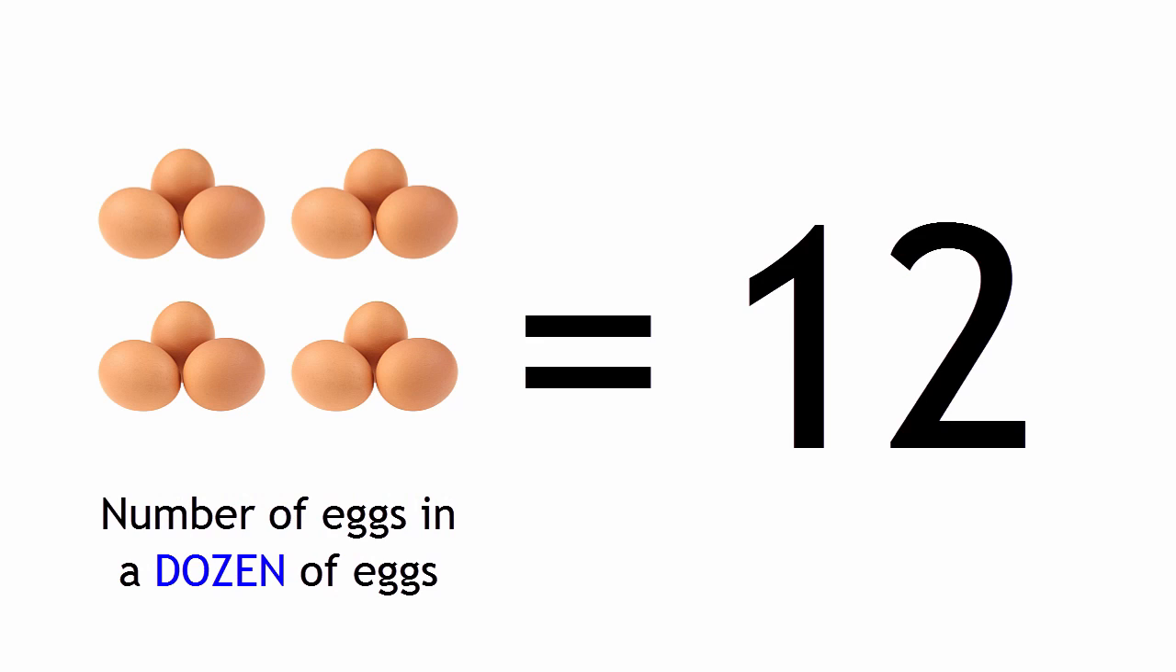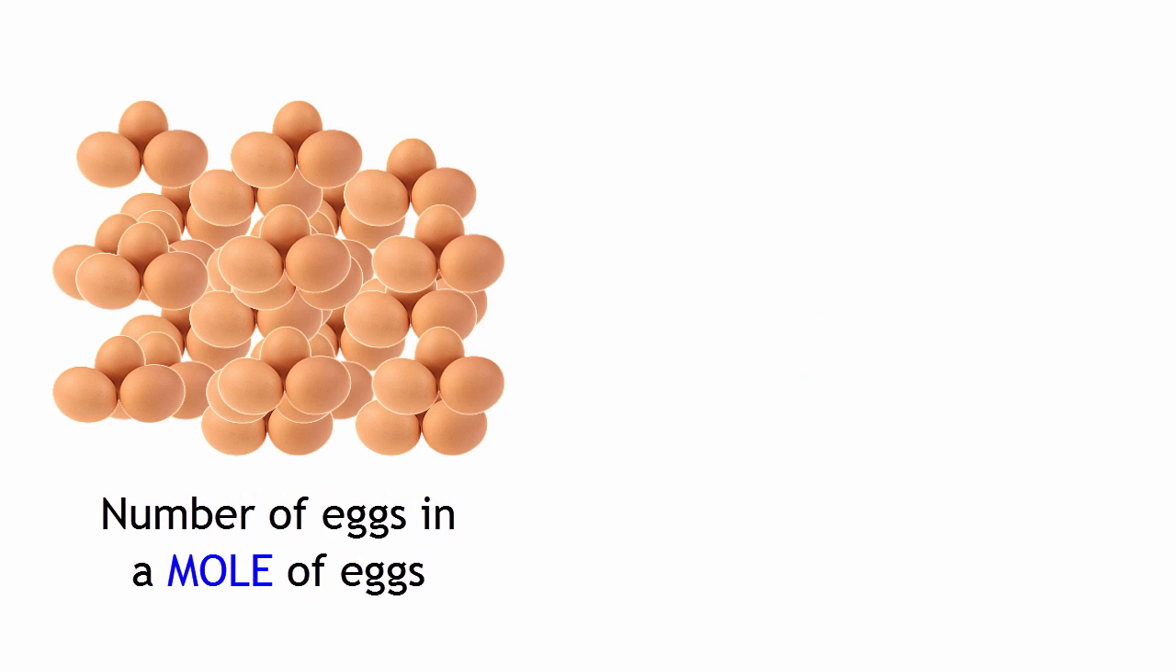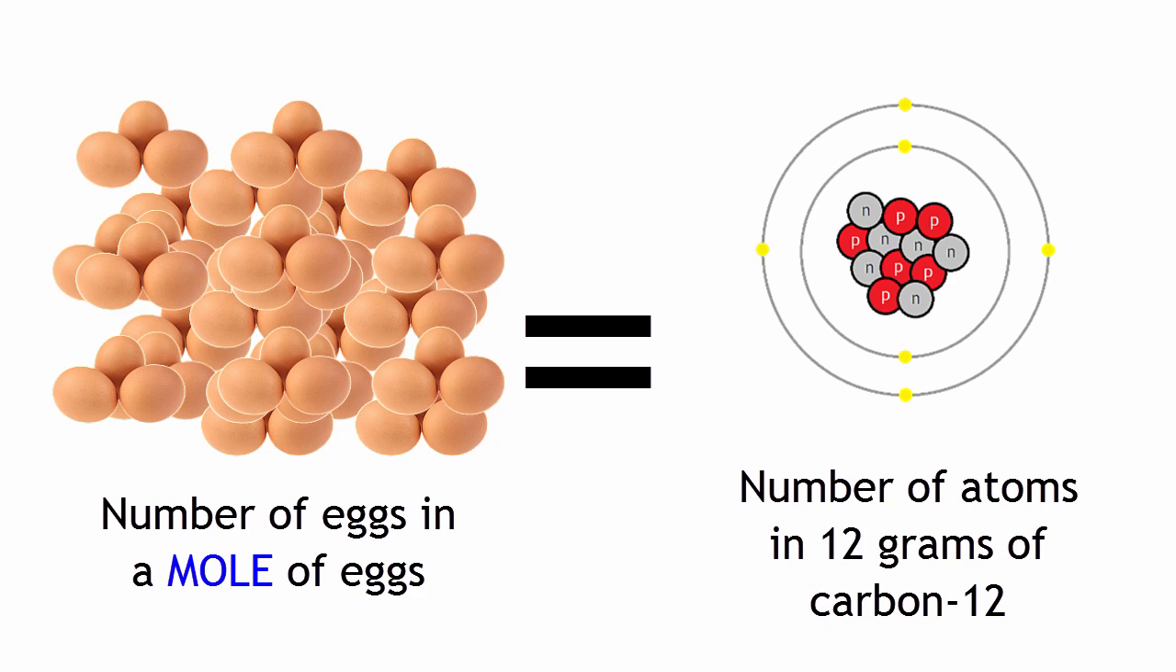Again, it's always carbon-12 in these types of units. You can think of the mole a bit like a dozen. A dozen means 12. If you have a dozen eggs, then you have 12 eggs. If you have a mole of eggs, then you have as many eggs as there are atoms in 12 grams of carbon-12. So it's basically just a unit of numbers, like the dozen.